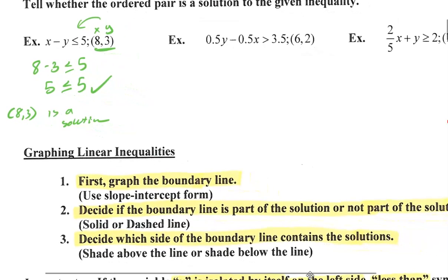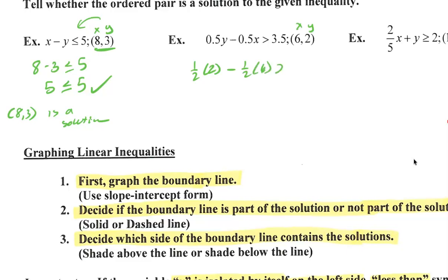We go on to this next one here. So 6 and 2. So 6 is x, y is 2. So we're going to substitute it in. So this is 0.5 or 1/2 times 2 minus 1/2 times 6 is greater than 3.5. Lots of decimals in this one. 1/2 times 2, they cancel out, you get 1. 1/2 times 6 is 3. And that's greater than 3.5. 1 minus 3 is negative 2. And this is not true, right? Negative 2 is not greater than 3.5. So no, this is not a solution. It didn't make this a true statement. It has to make it a true statement.